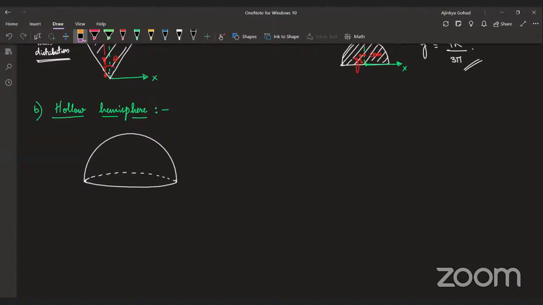So this is what a hemispherical shell is. The mass is distributed on the surface now. The mass is only on the surface. It is not inside. All right. It is hollow. You can see this is hollow.